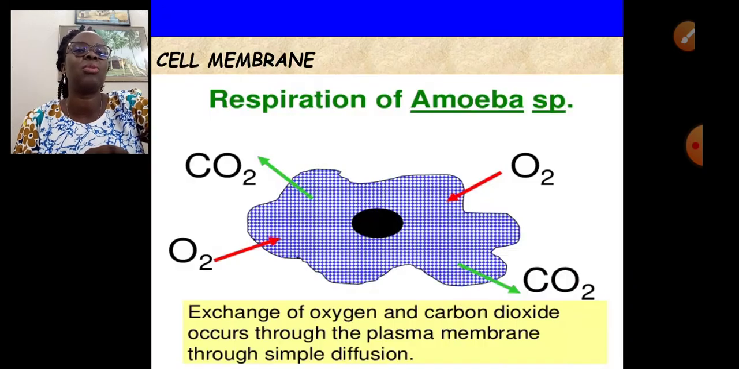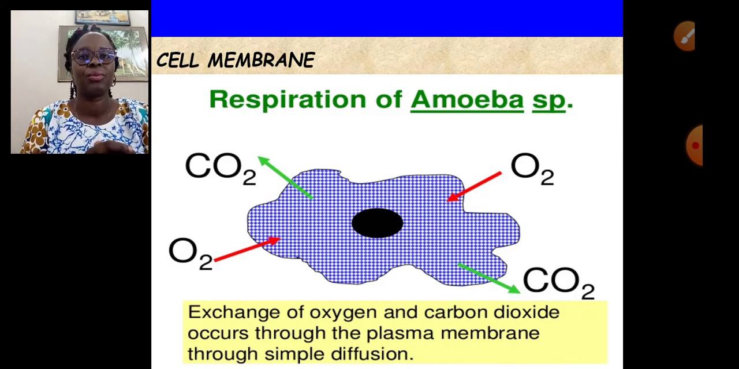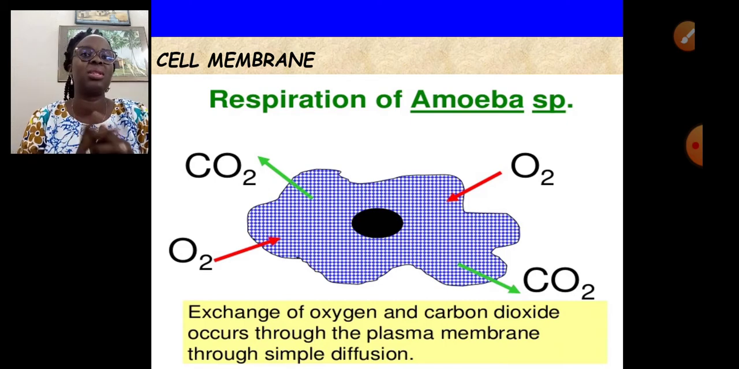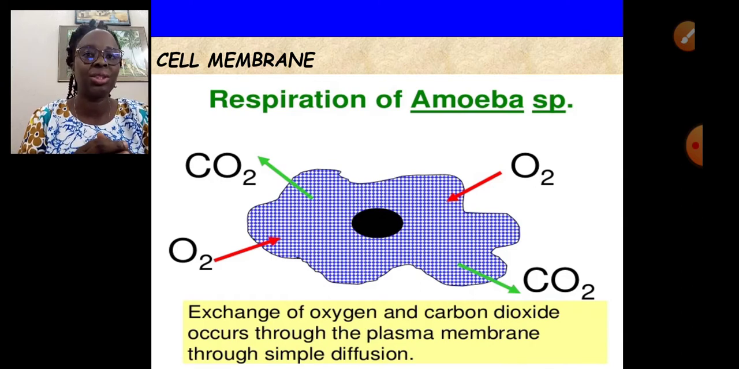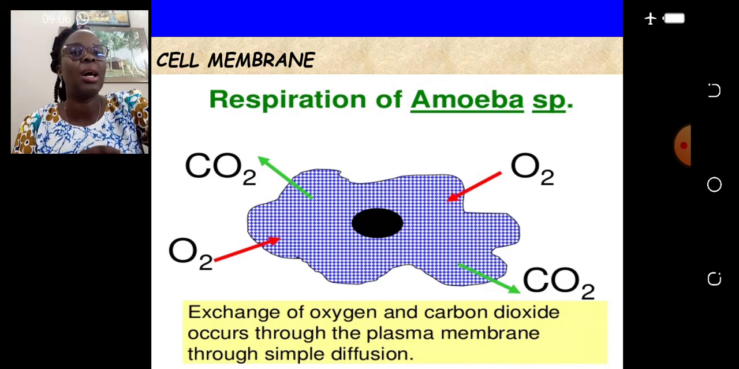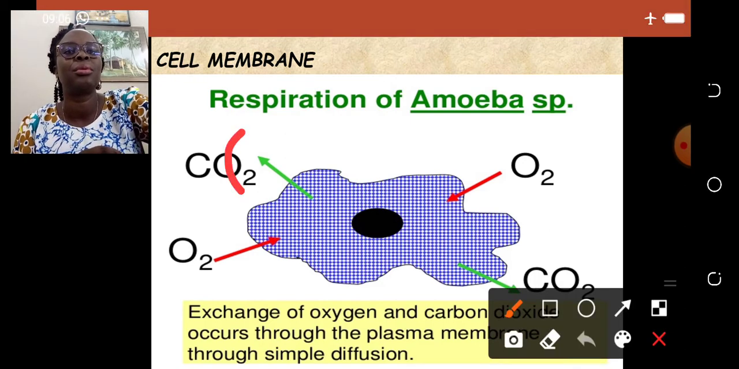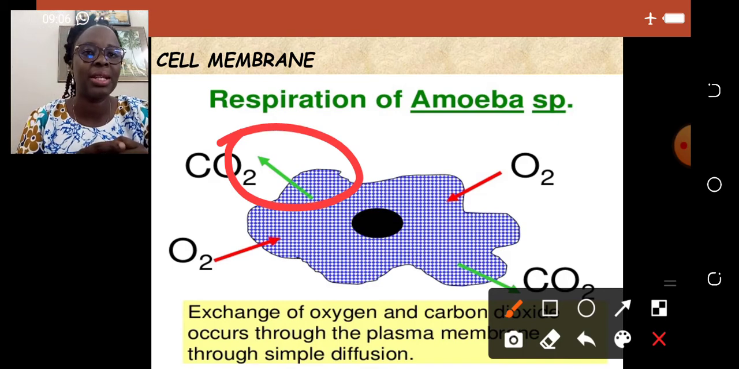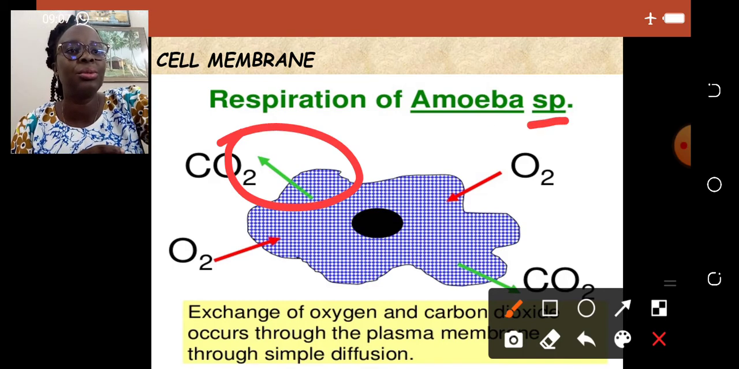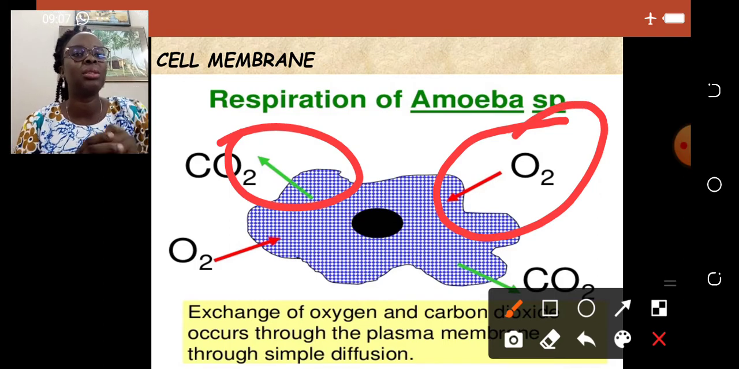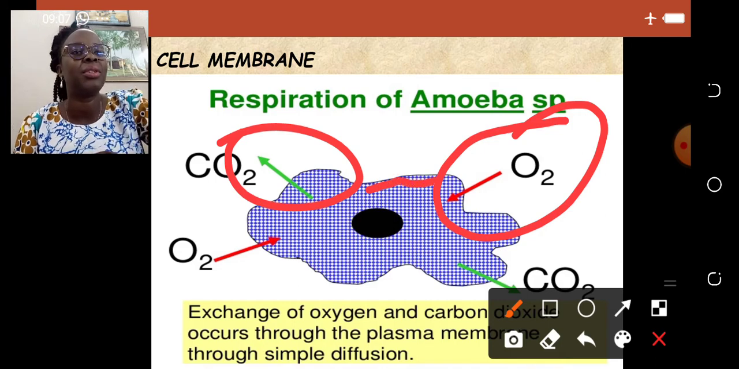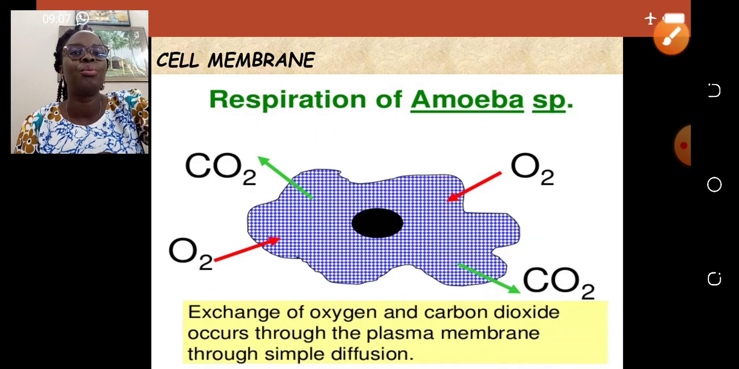Let's see the mechanism of respiration. We've mentioned some surfaces, and one of them is the cell membrane. So let's see how it facilitates exchange of gas. It's just by diffusion, very simple. Now, when we look at that arrow, you can see the green arrow taking out carbon dioxide. You can see the red arrow bringing in oxygen. So it's just as simple as that. You can see the membrane, very thin to allow for movement, or exchange of gases.